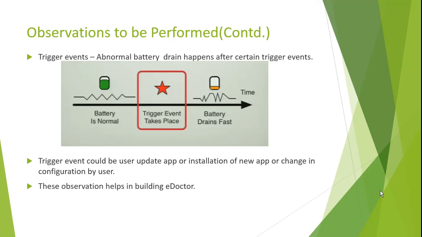And then the second type of observation that needs to be done other than phase observation is event observation. Usually, as you can see from the diagram, battery performance will be normal. Then some trigger event takes place which makes the battery performance go from normal to abnormal, which is that the battery drains fast. If we can figure out what the trigger event is that is causing this problem, then pretty much our problem is solved.